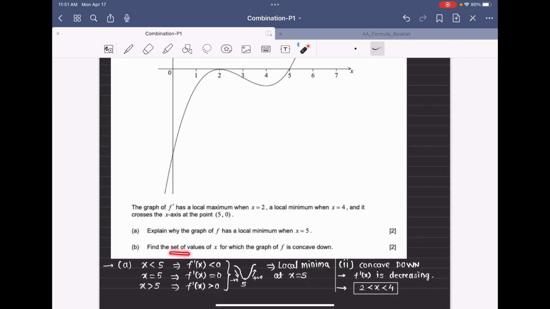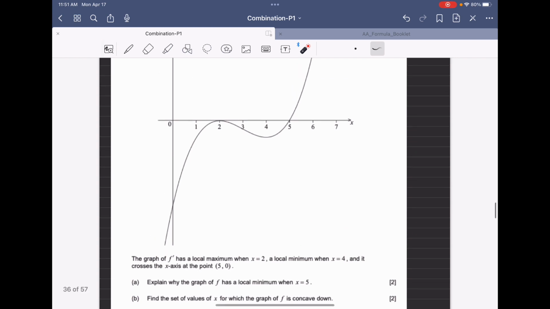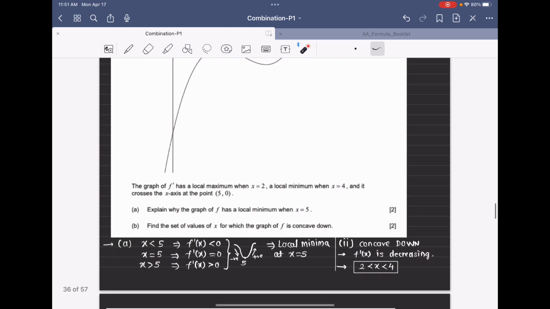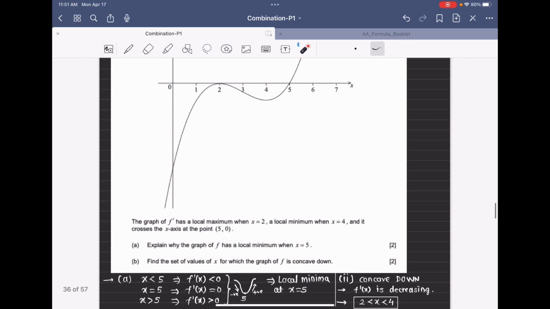Second, find the set of values of x for which the graph of f is concave down. This is slightly confusing because they are talking about f being concave down. Concave down means like this. Sorry, this is the graph of f dash. If f is concave down, it means f dash is decreasing. Right now you can see between 2 and 4, the graph is decreasing. F dash x is decreasing, not f is decreasing.